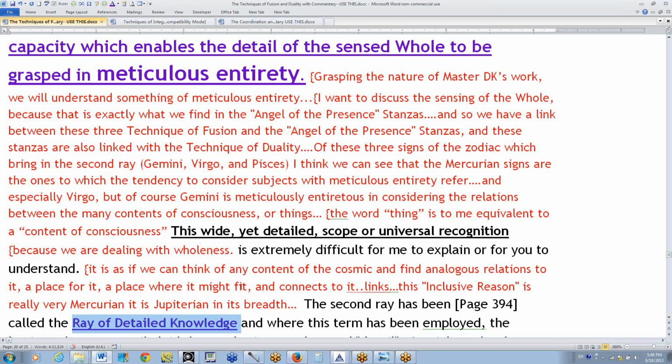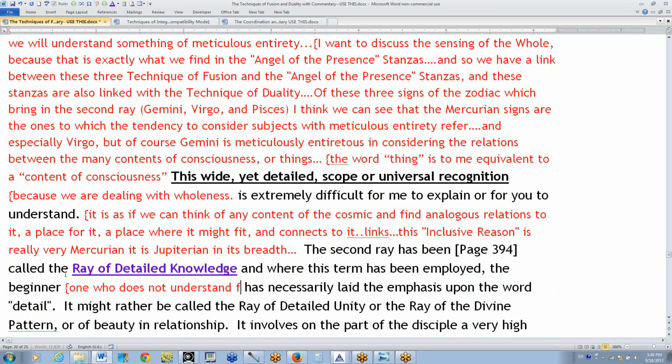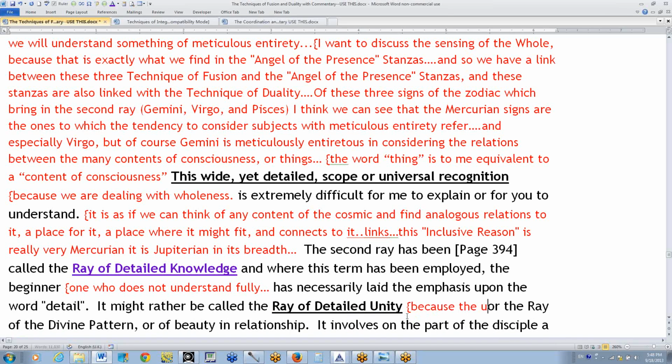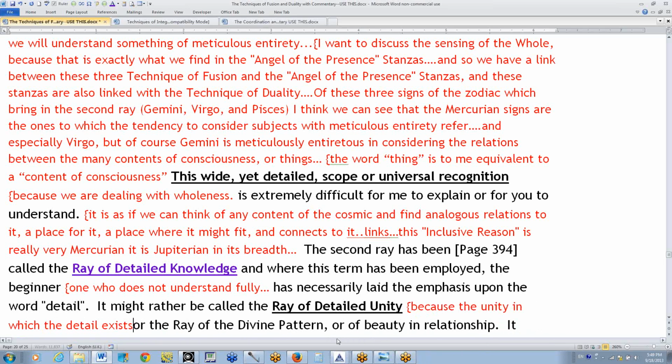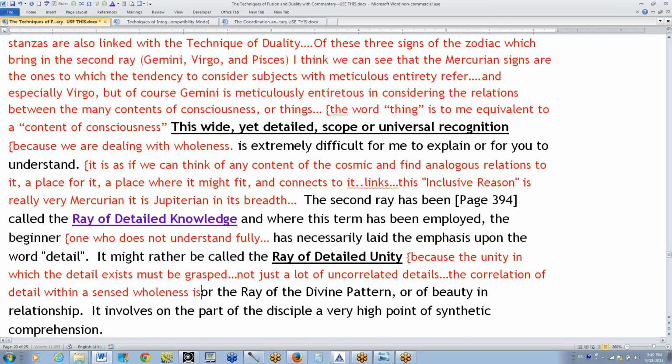He does tell us something about the ray in Esoteric Psychology 1, where certain names of the ray lords are given, but particularly indicative titles are also found elsewhere. So the second ray has been called the ray of detailed knowledge, and where this term has been employed, the beginner, in other words, one who does not understand fully, has necessarily laid the emphasis upon the word detail. It might rather be called the ray of detailed unity, because the unity in which the detail exists must be grasped, not just a lot of uncorrelated details. The correlation of detail within a sensed wholeness is necessary.